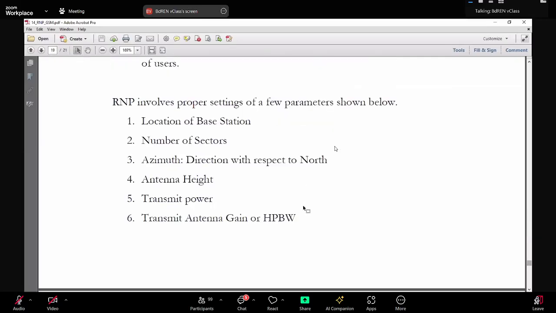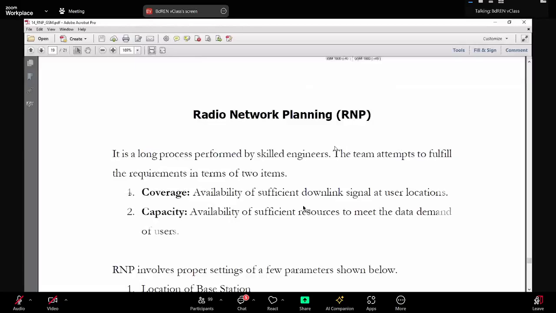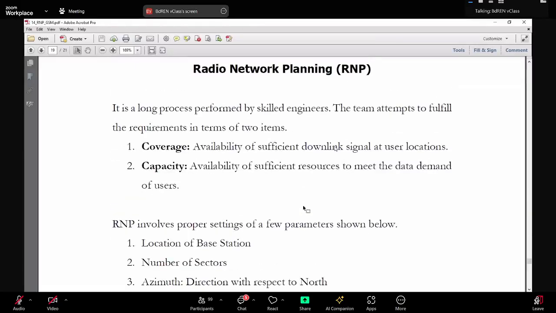RNP is a long project. A good number of expert engineers work for quite a few months to come up with a good RNP solution for a network before deployment. They use a few software tools. We're going to list the popular tools shortly.